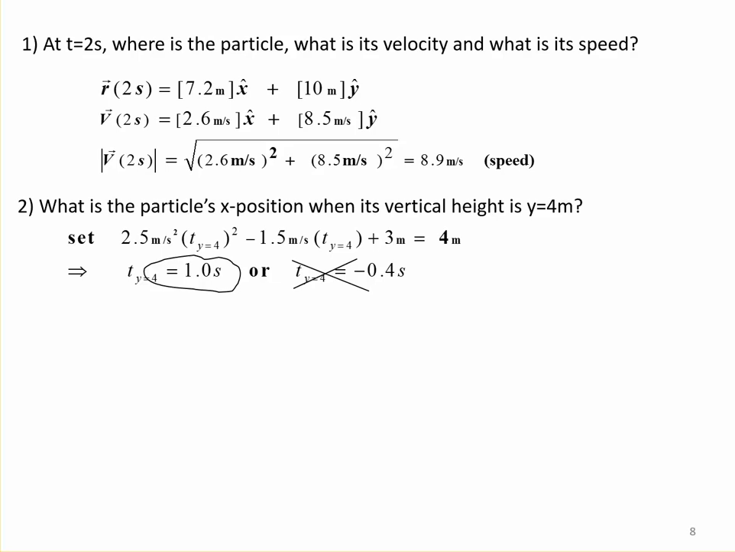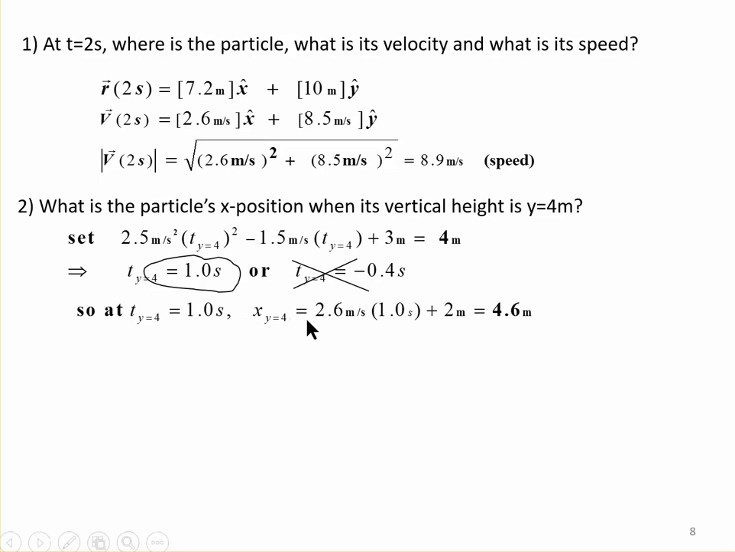But we weren't asked how long it took to reach a height of 4 meters. We were asked what is its horizontal position. But that's not a problem because we know that it reaches the specified vertical height after 1 second. So we'll just plug 1 second into the expression that we have for the horizontal position.